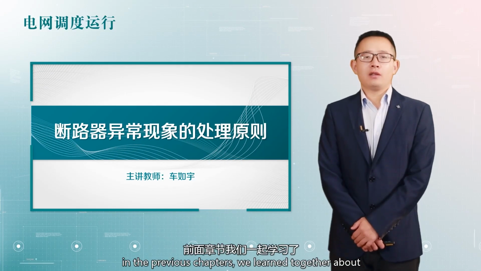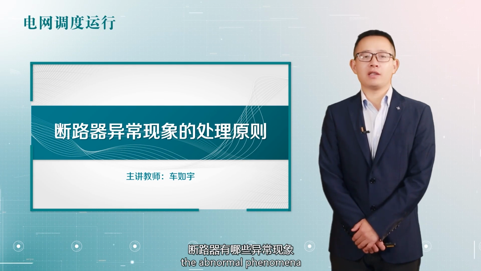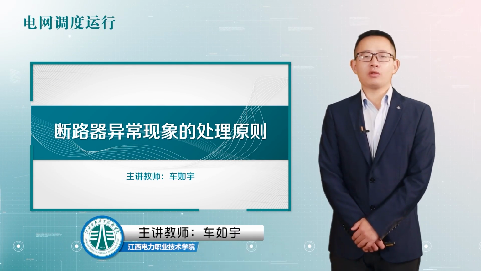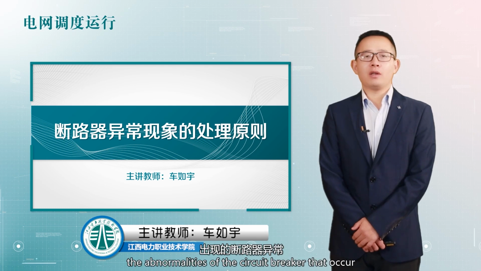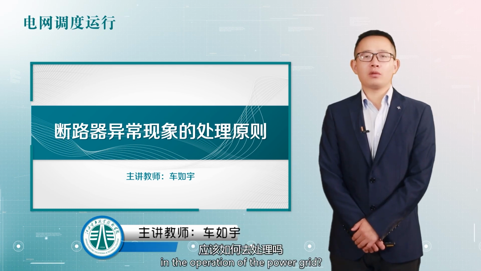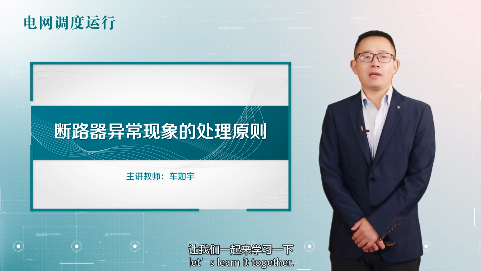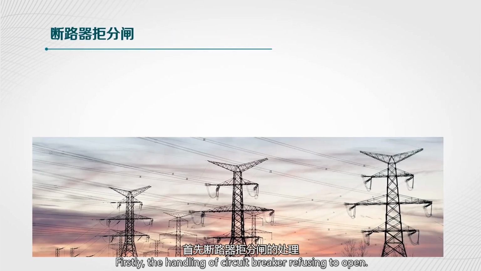Hello everyone. In the previous chapters, we learned together about the abnormal phenomena and causes of the circuit breakers. Do you want to know how to deal with the abnormalities of the circuit breaker that occur in the operation of the power grid? Next, let's learn it together. First, the handling of circuit breaker refusing to open.